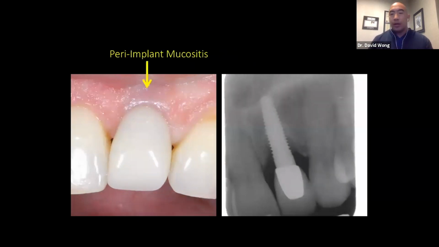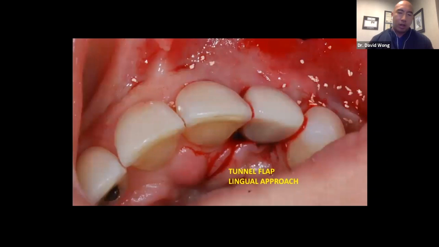So what do you do then? This is what we would call peri-implant mucositis, which is gingivitis around an implant. Peri-implantitis is bone loss around the implant. So we actually have peri-implantitis going on with this implant. So in situations like this, you want to try to tunnel underneath the flap and around the implant. And also, I utilize a lingual approach.